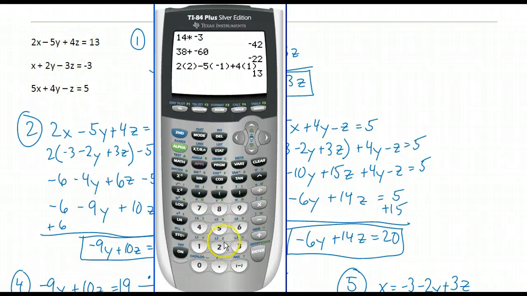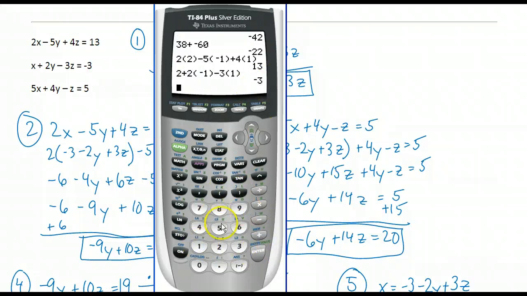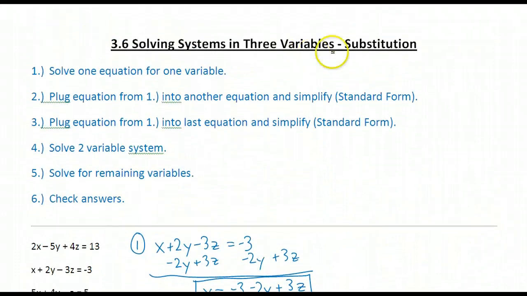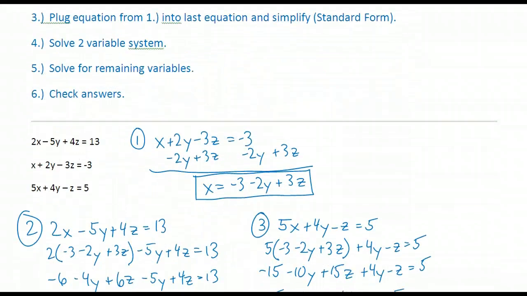So I'm going to hop to my second equation. 2 plus 2 times negative 1 minus 3 times 1. Yep, works in the second equation. Let's make sure that it works in the third equation. Yep, I get 5.